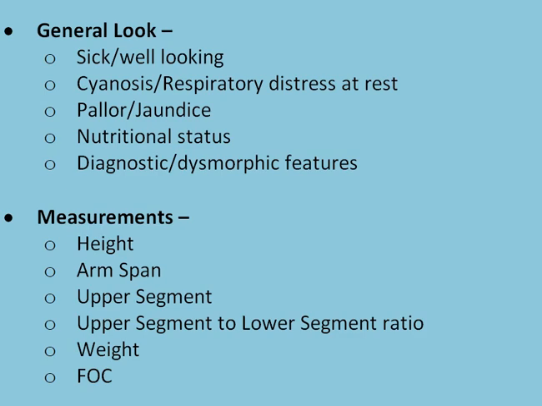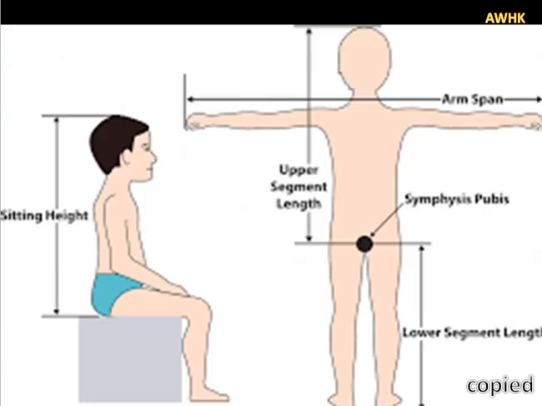After that, observations, you have to go for the measurements. Measure the height, measure the arm span, upper segment, then calculate the upper segment to lower segment ratio, weight and FOC. So this is how you can calculate the upper segment, how you calculate the arm span. You have to follow these steps to measure the upper segment. Then you calculate the lower segment by subtracting the upper segment from the total height.